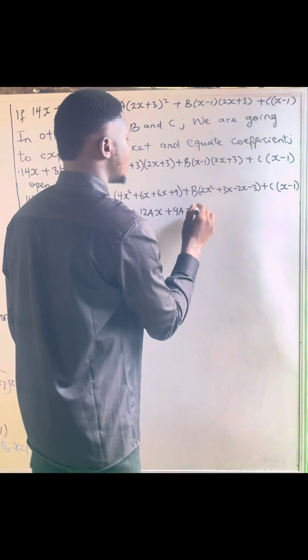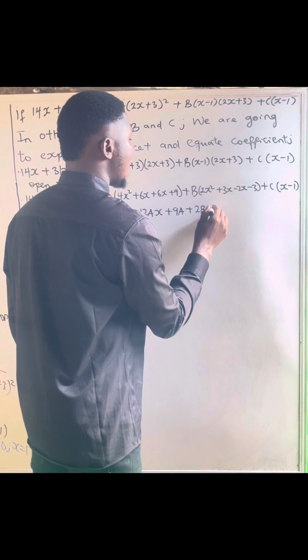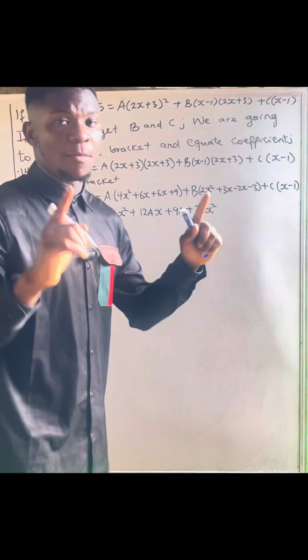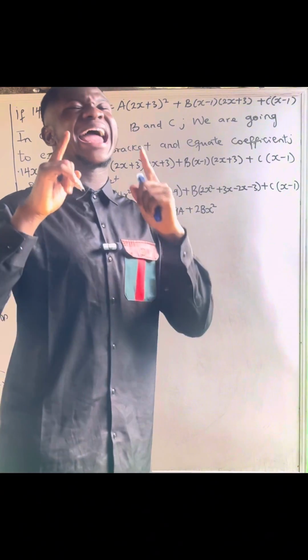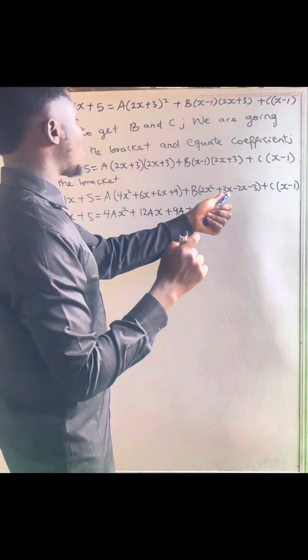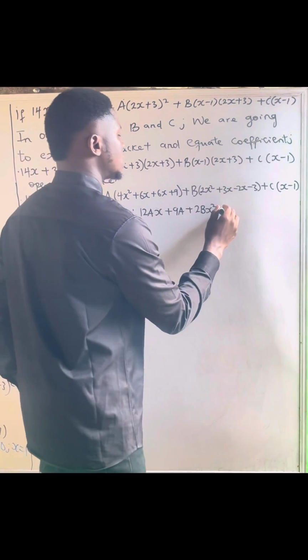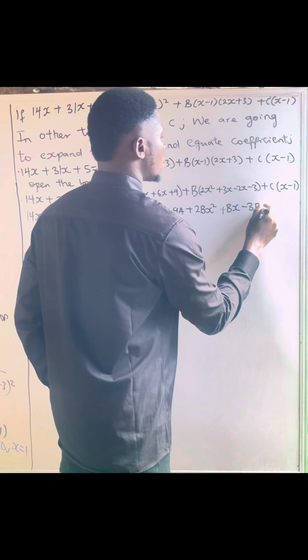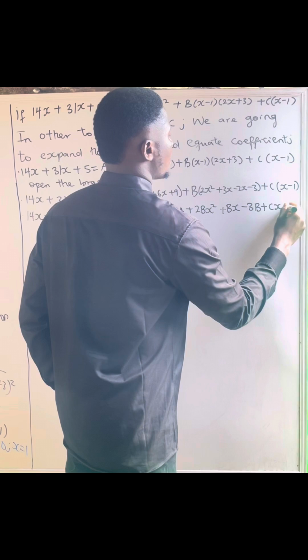Plus, use this B to open a bracket also. B times 2x squared, that is 2bx squared. So also, guys, this is plus 3x minus 2x. Plus 3x minus 2x, that is what? x. That is plus x. So what is plus x times b? That is plus bx minus 3b plus cx minus c.